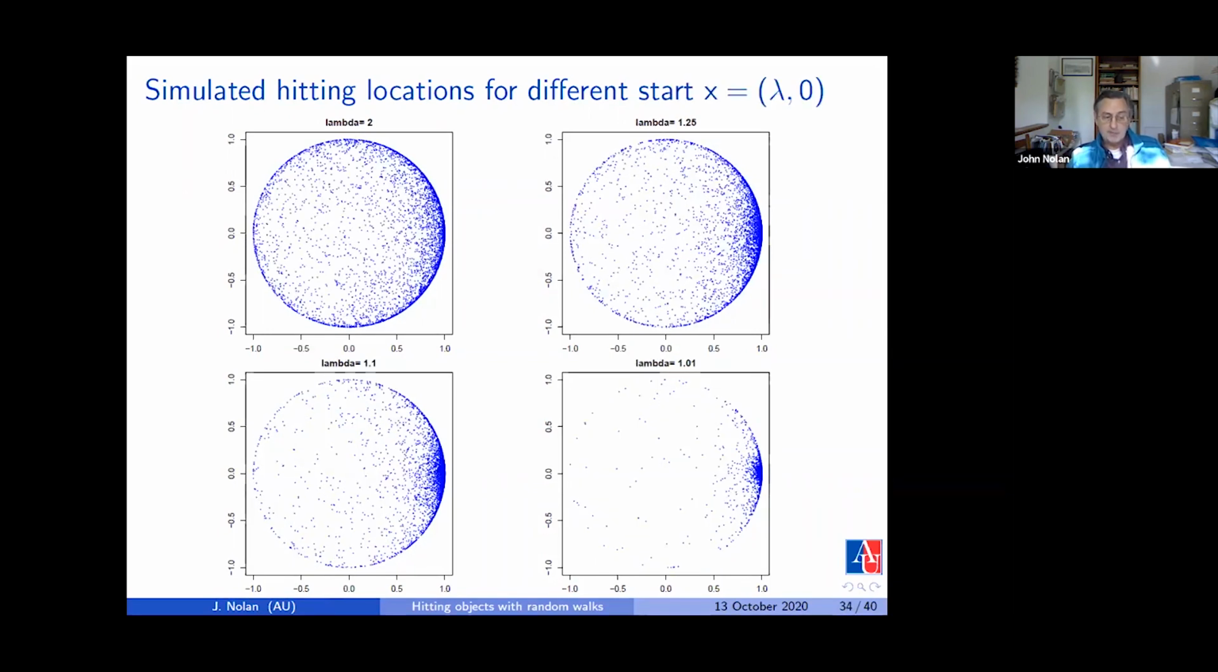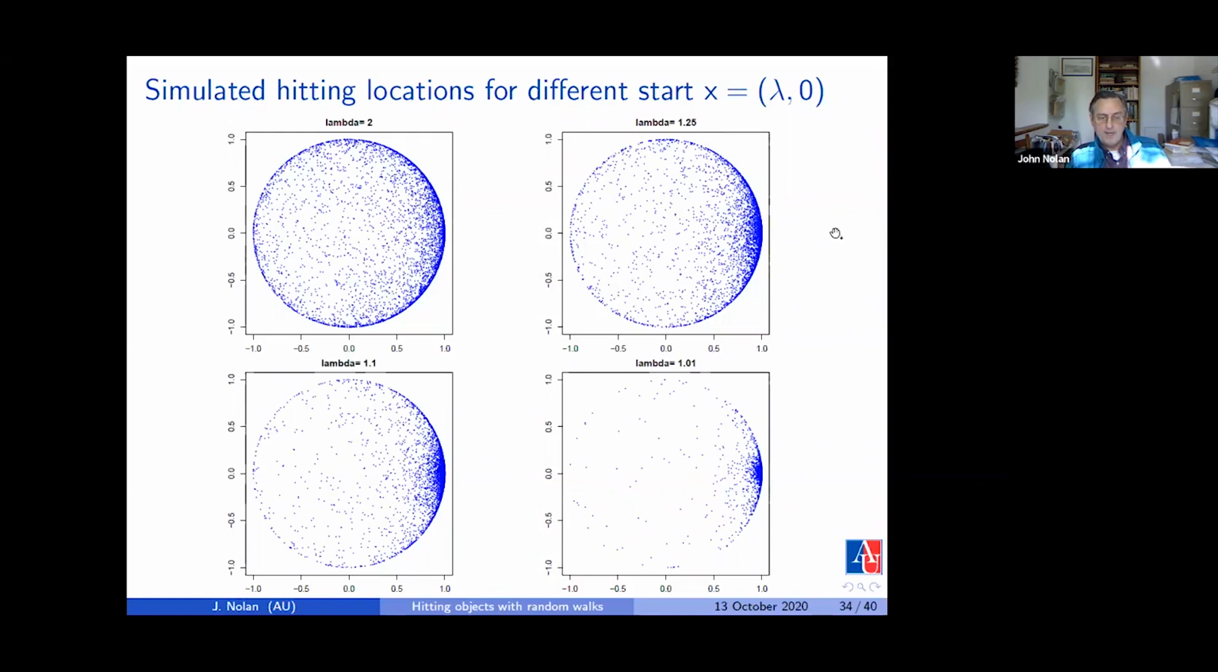And here's a picture with a fixed lambda. I'm going to start from a point on the x-axis. The first one is lambda equal to 2. Here's the origin, here's 1, so somewhere around here is where I'm starting. If I run this process with alpha 1.5, we get points like this.